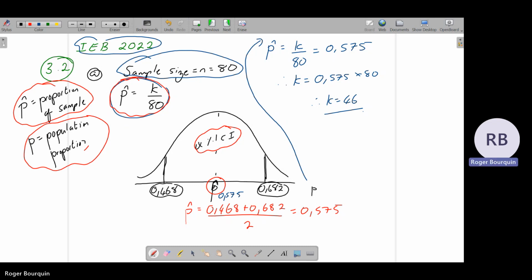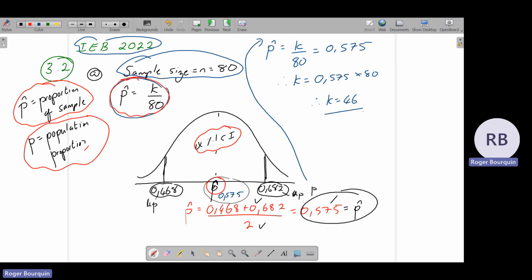So remember, these are your lower boundary for p and your upper boundary for p, the actual population proportion. And your sample proportion will always be smack bang in the middle of that. So the sample proportion for this particular thing is going to be 0.468 plus 0.682 divided by 2. So your sample proportion p hat is 0.575.